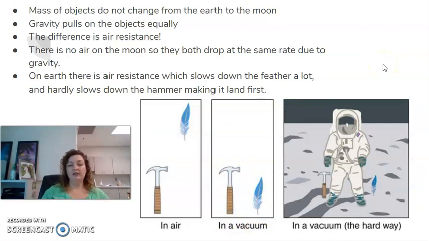So on Earth, there's air resistance, which slows down the feather a lot and hardly slows down the hammer, making it land first. You guys have seen a feather drop before. It kind of catches the air, and it sways back and forth because the air resistance for a feather is so great. But the air resistance on a hammer is not so great. So is there air resistance for a hammer? Yes, but just not a lot. So it's still going to drop really quickly, while the air is going to catch that feather and it's going to sway down and take a long time to actually drop.